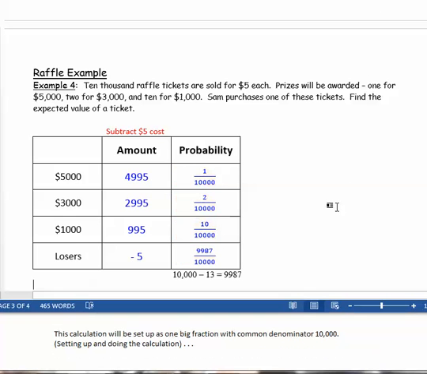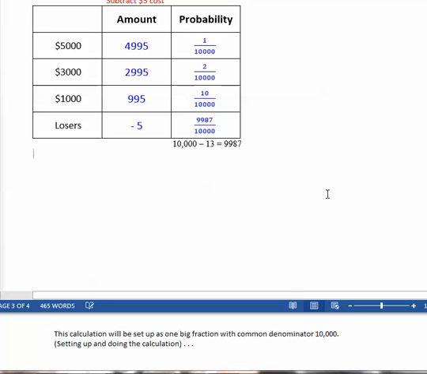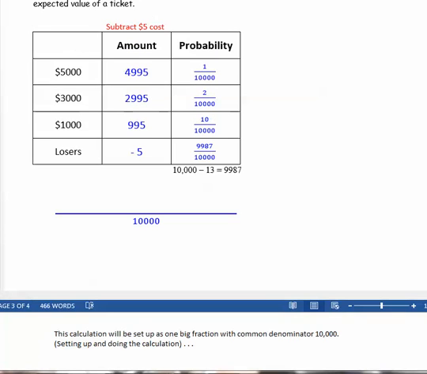This calculation will be set up as one big fraction with common denominator 10,000. So let's try to just go right to the big fraction right off the bat. In the numerator of the big fraction, we'll have the amount times the numerator of the probability: 4,995 times 1, plus 2,995 times 2, plus 995 times 10, and then minus, because it's negative, minus 5 times 9,987.